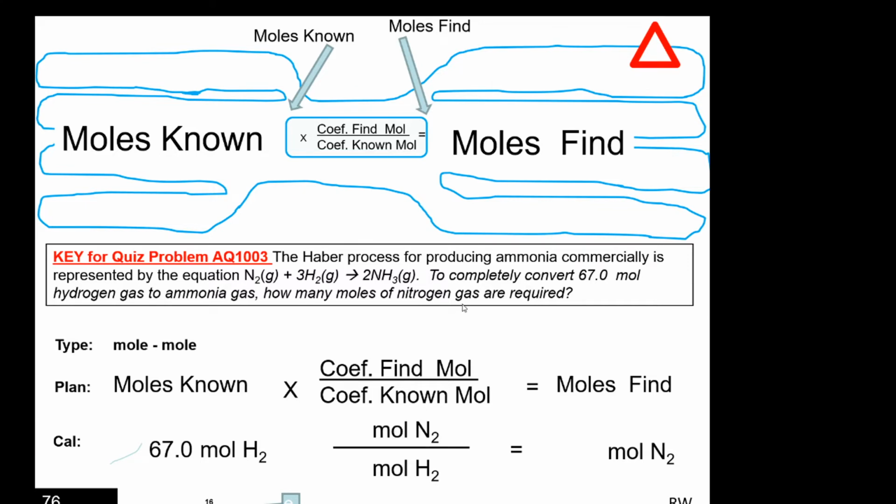Now look at the balanced chemical equation. In front of hydrogen there's a 3. That's 3 moles of hydrogen. And in front of nitrogen there's understood to be a 1. So your mole ratio is 1 over 3. Alright, so make sure those units cancel. Do the math. Pause the tape for a second. Come back when you've got an answer. Let's see if it's the same. Alright, 22.3 moles of nitrogen.